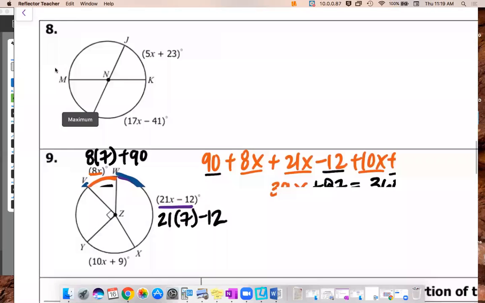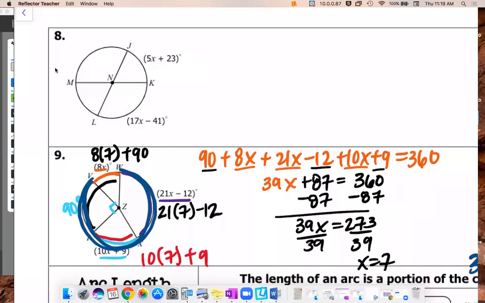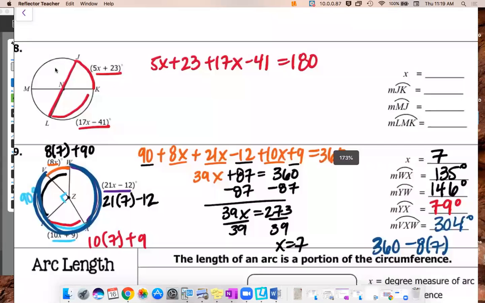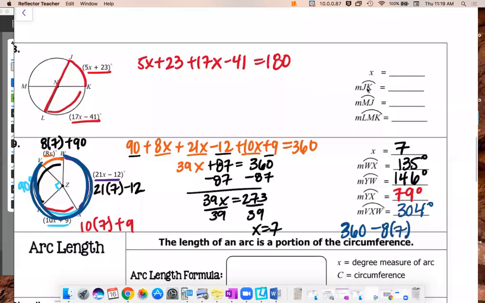And then I do just want to talk through what you would do here, but we're not going to solve it all the way. So you can realize that that arc is equal to this, and that this arc is equal to this. And then I hope you realize that that's a diameter. So the way you'd start this is 5x plus 23 plus 17x minus 41 should equal 180. Solve it down for x, and then you would use that to find these arc measures over here.